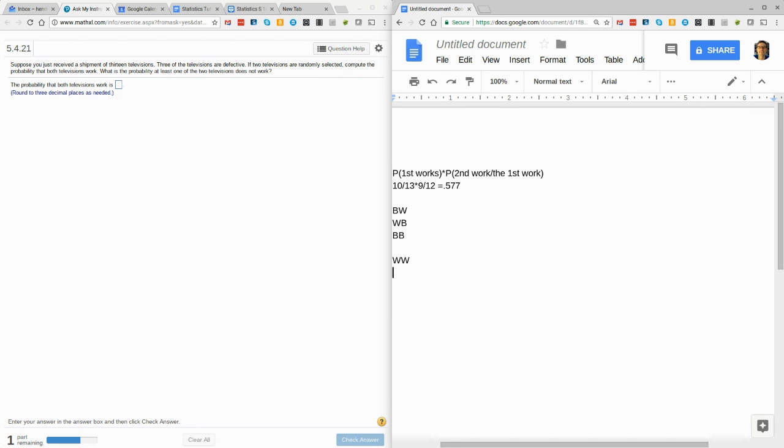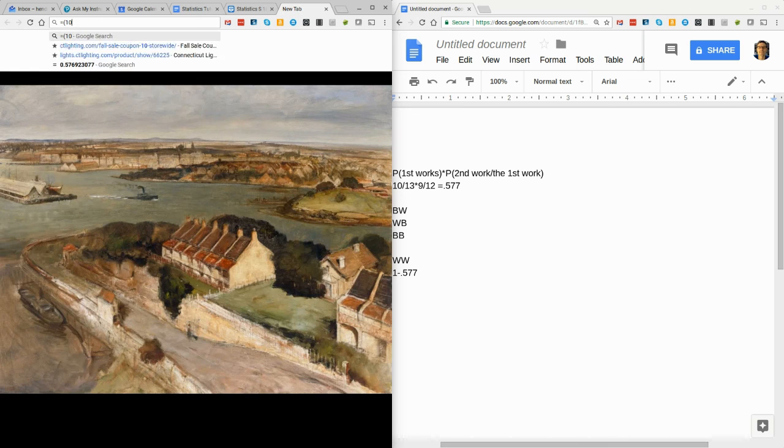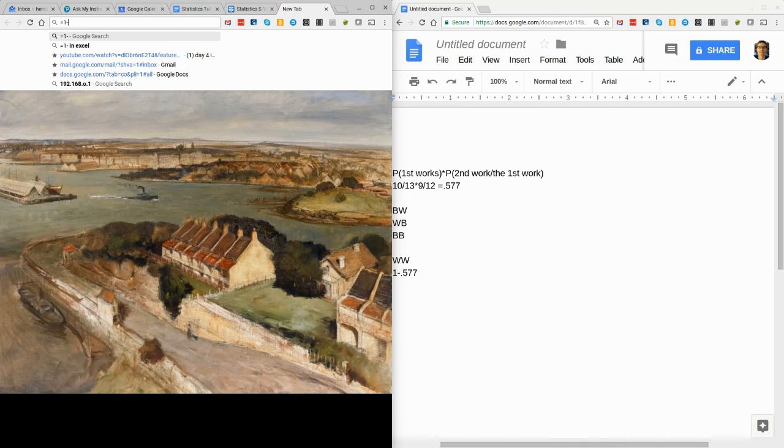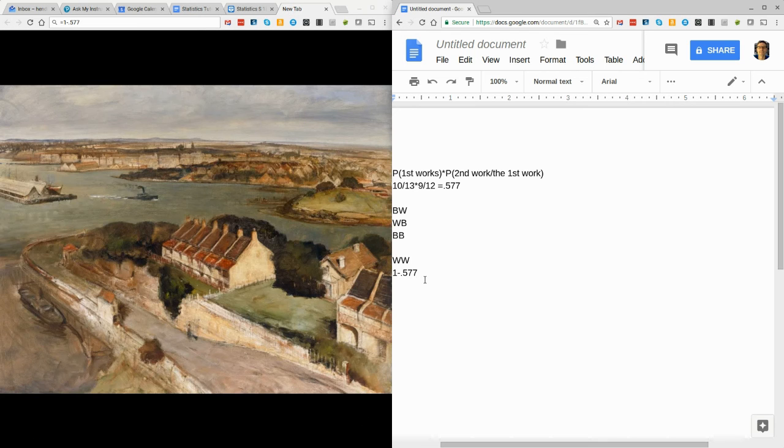So what I can do, a slick way to do this, instead of calculating each of these 3 probabilities and adding them up, is just doing 1 minus 0.577. Okay. Right? 0.423. And the complement is often a very convenient way to get things.